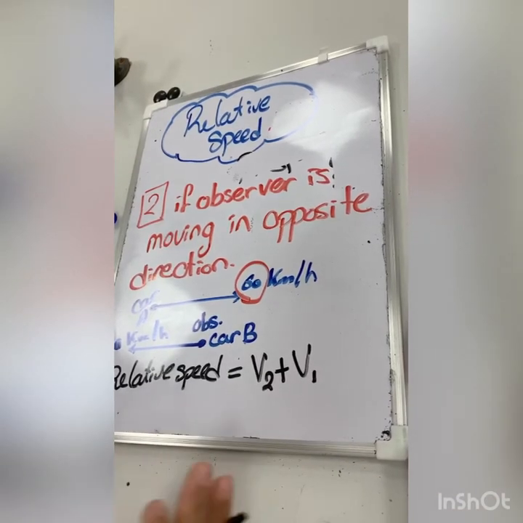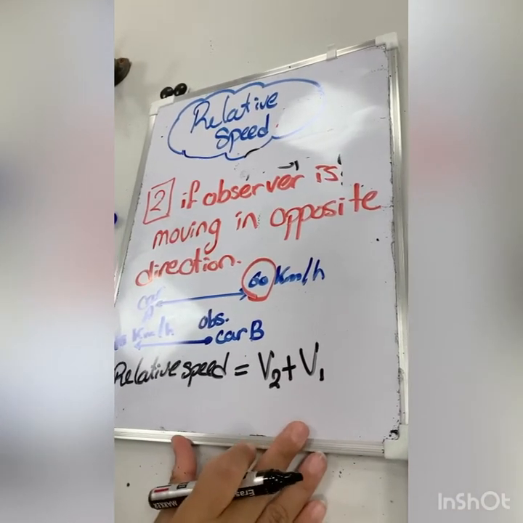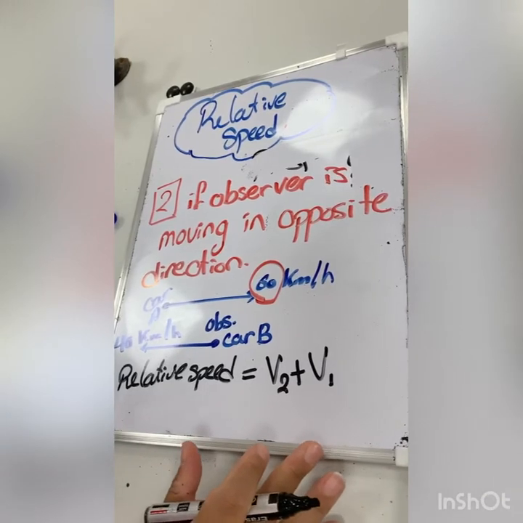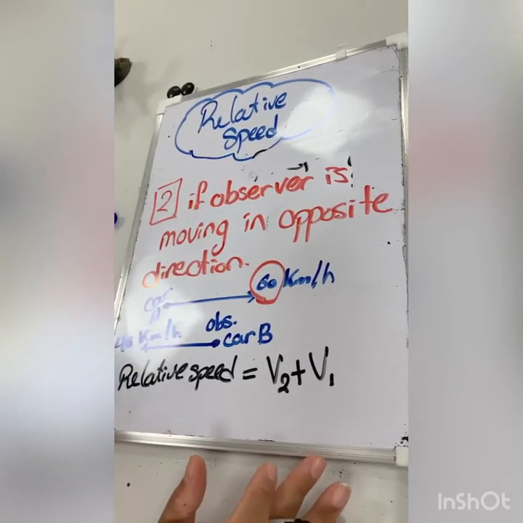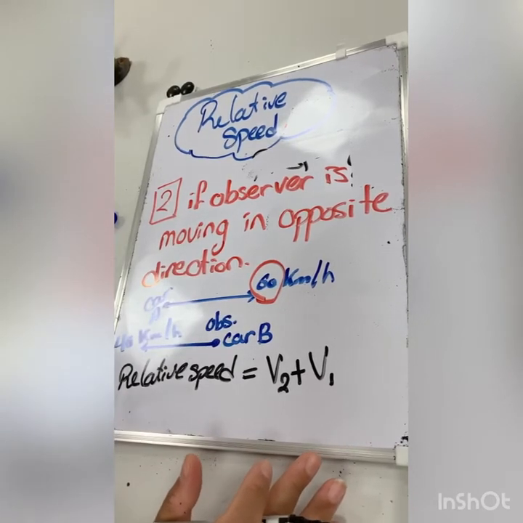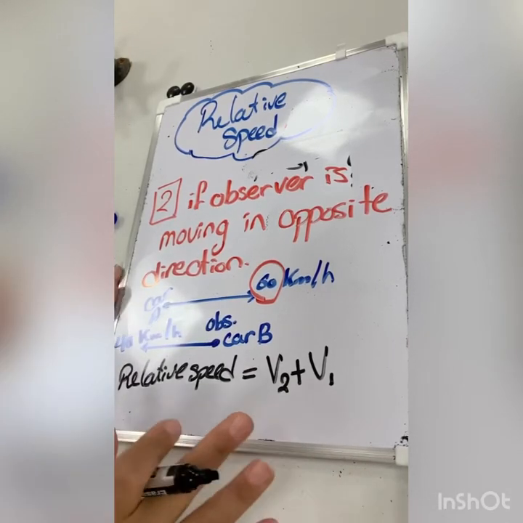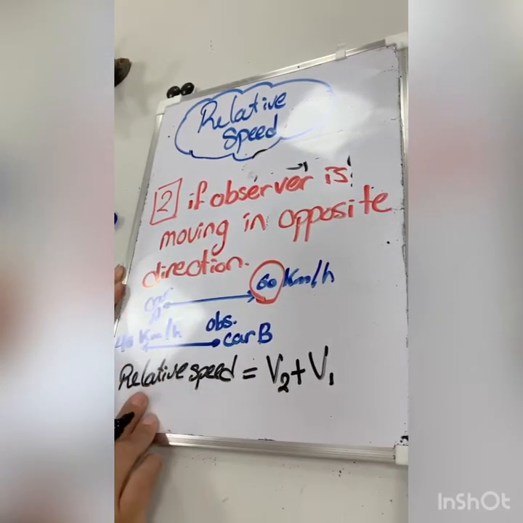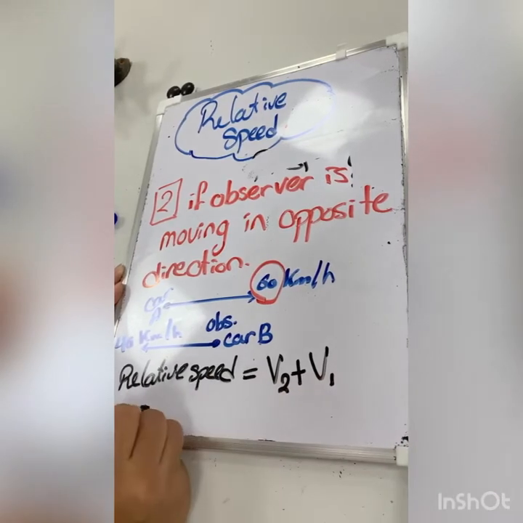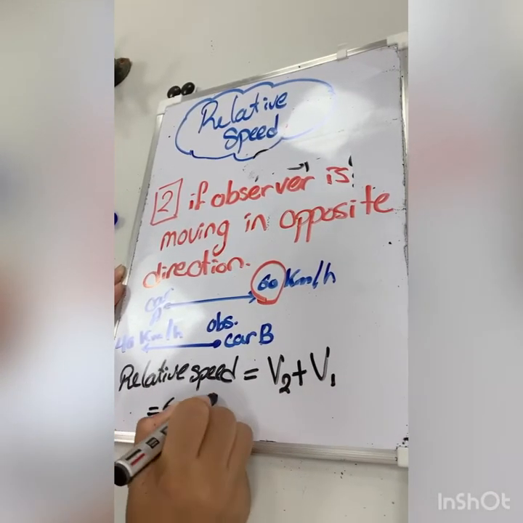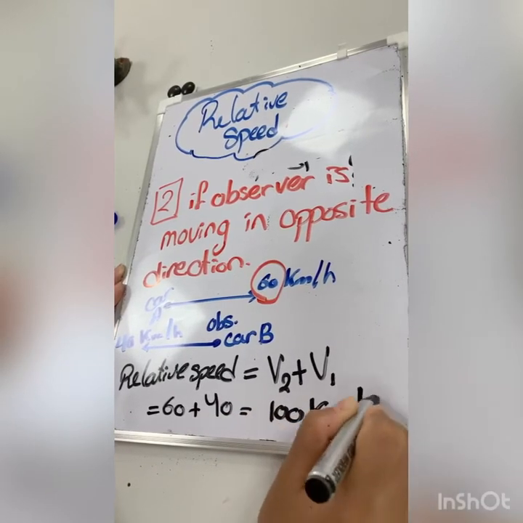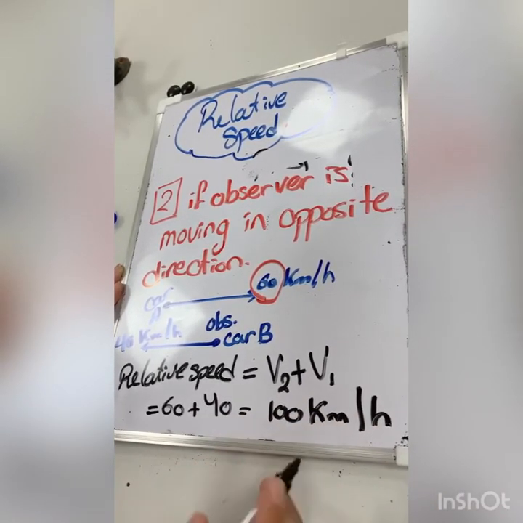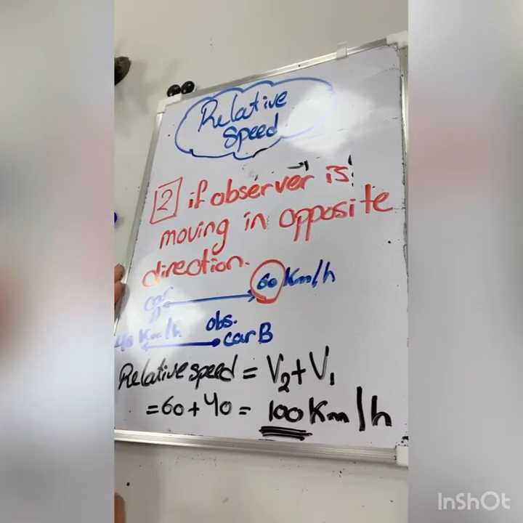When you see a car in the opposite direction, as I said in the beginning, you will see that the car is flying. It's moving at very high speed. Maybe this is not the real speed that it's moving at, but you will see it like this. Why? Because of this law. Relative speed equals V2 plus V1, which equals 60 plus 40, which equals 100 kilometers per hour. This is the relative speed.